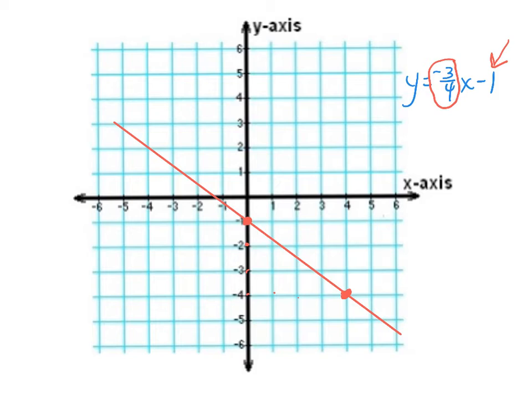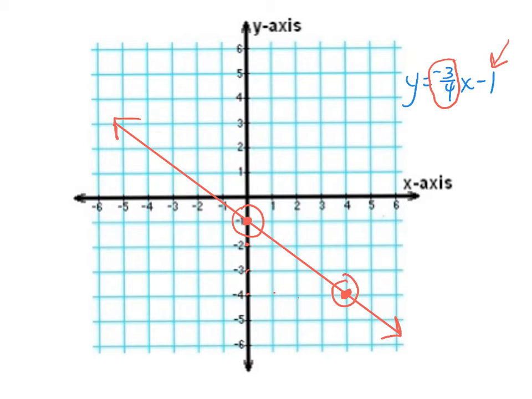When I draw my line, it now looks like that. I'm going to put arrows at either end. And I have 2 points right now. I have the point 0, -1 right here. I have the point 4, -4 right here because I went down 3 and over 4. And now I need to give another point.